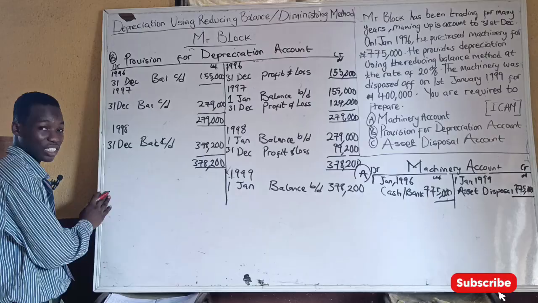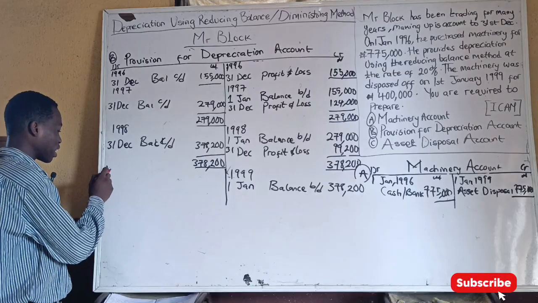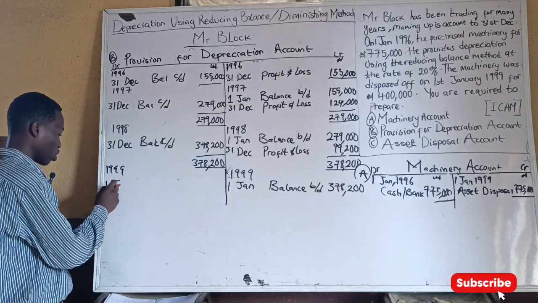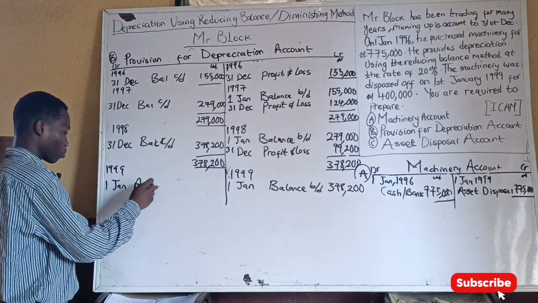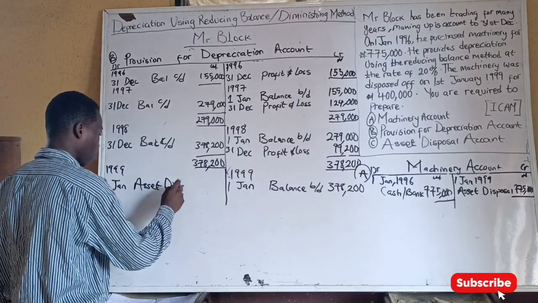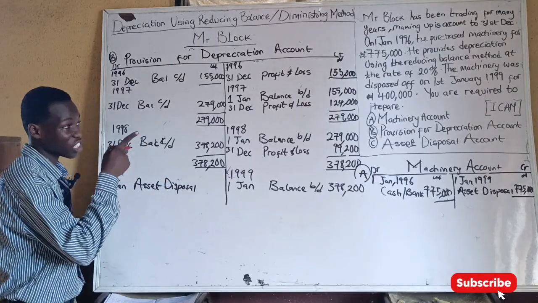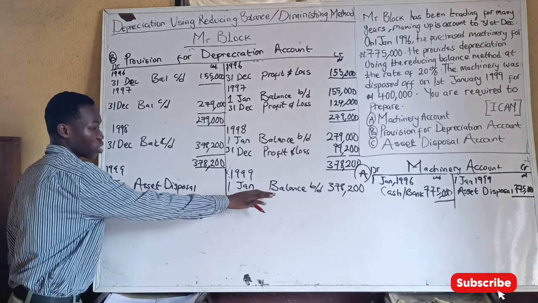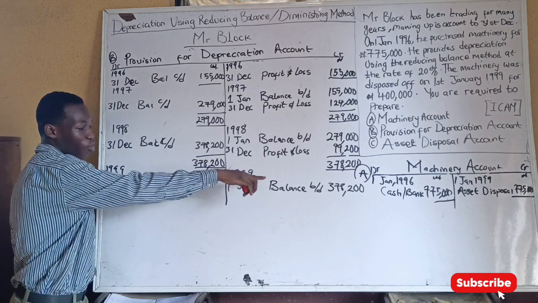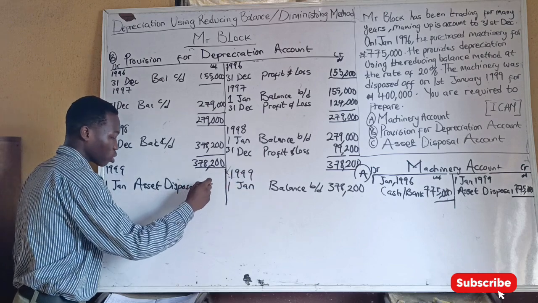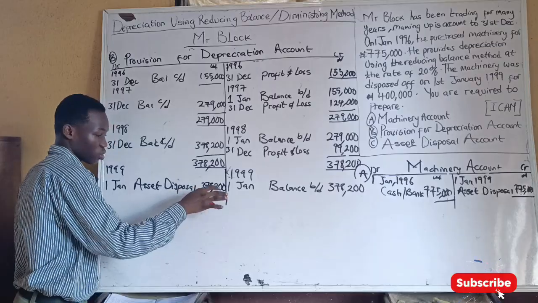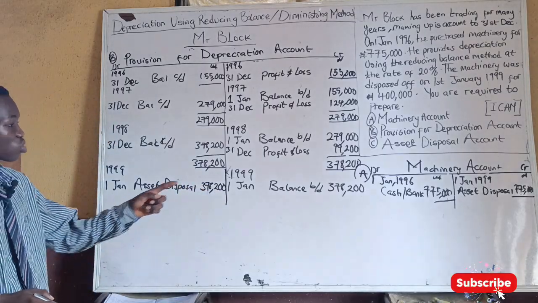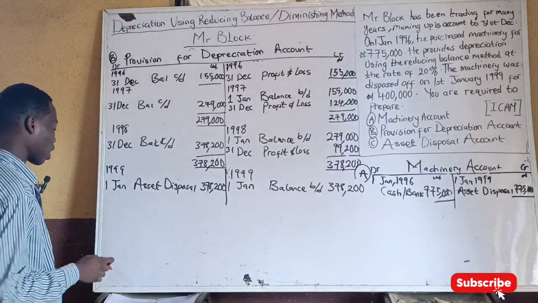So here at this debit side, we are going to write asset disposal, the same time, which is 1st January 1999, asset disposal. Because on 1st January, it has been written in the question, the machinery was disposed of in 1st January. So we are trying to tell us that the accumulated depreciation during the time we disposed the assets was 378,200.